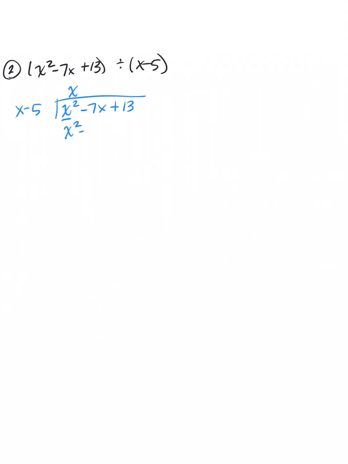So I'll have x squared minus 5x. Then I want to make sure and change my signs, right? It becomes negative. This becomes a positive. And I subtract. So this lead term goes away. And now I'll have negative 2x. Bring that 13 down.